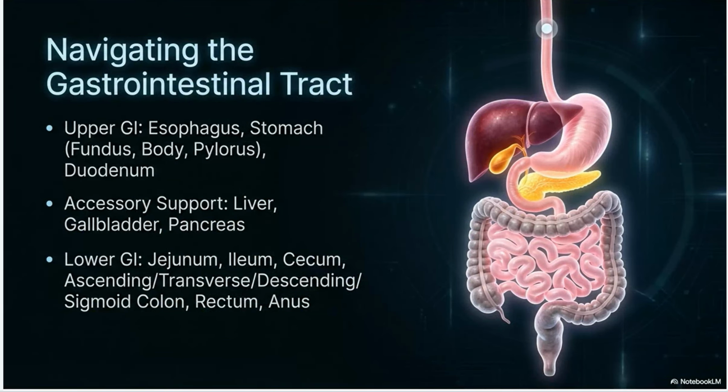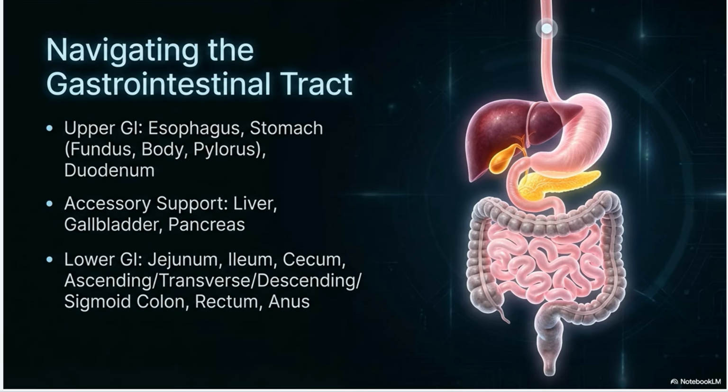Navigating the gastrointestinal tract. This slide introduces the major anatomical regions of the gastrointestinal tract, which surgeons must navigate during many abdominal procedures. The GI tract is essentially a long, continuous tube that runs from mouth to anus, but different regions perform very different functions in digestion and absorption.